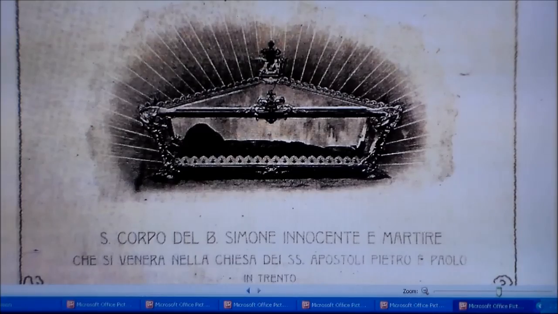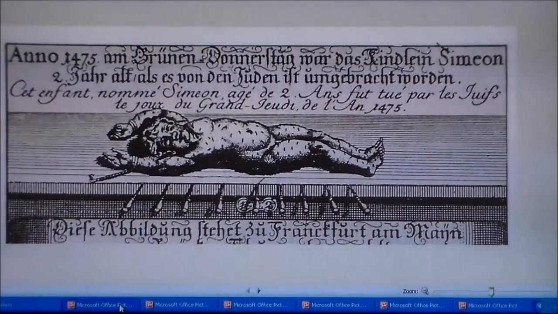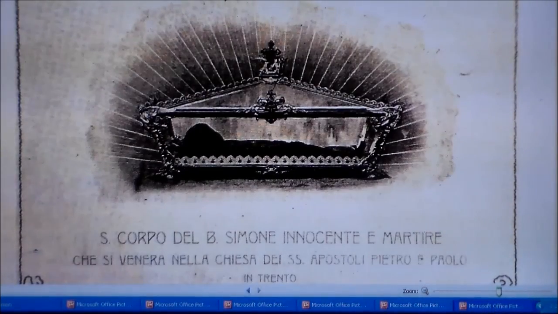So did this event happen or not? I'm leaving that up to you. Going back, let's count them again. 1, 2, 3, 4, 5, 6, 7, 8, 9 daggers. And there's poor little Simon's coffin.